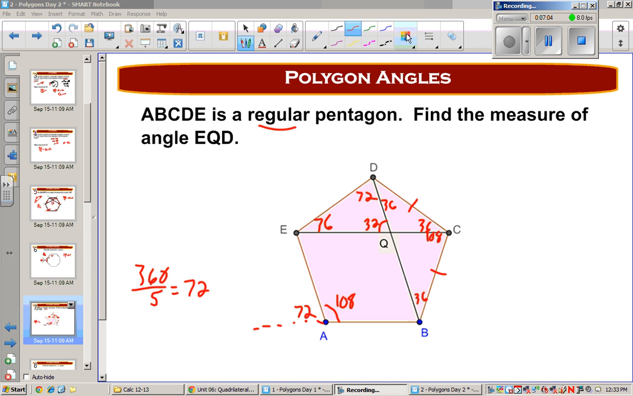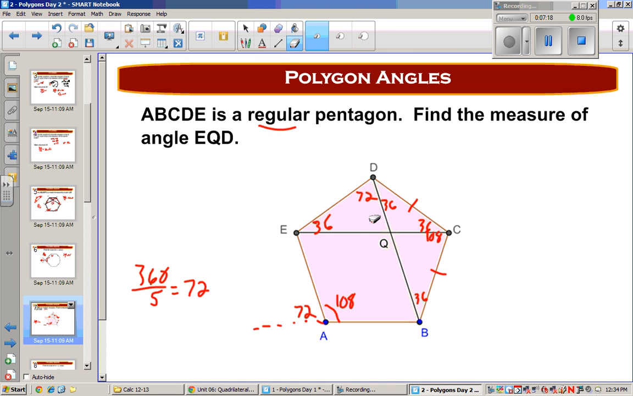Alright, I just noticed something that I didn't really like, and I realized it was my writing. That wasn't 76, that was 36. And I'm pretty sure I put 36 on all those, I just couldn't read my writing well enough. So it wasn't actually 32. If I add those up, I get 108, and so this is 72. So 72 is angle EQD.